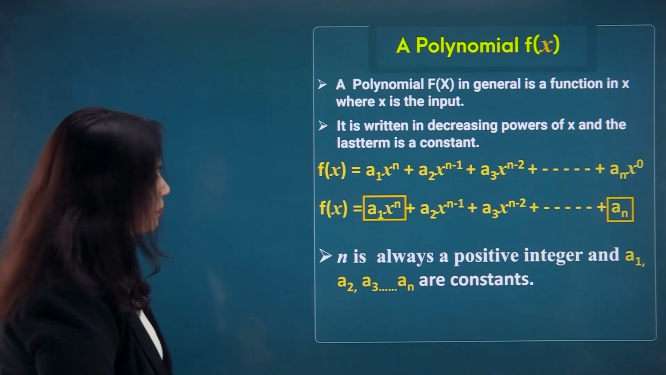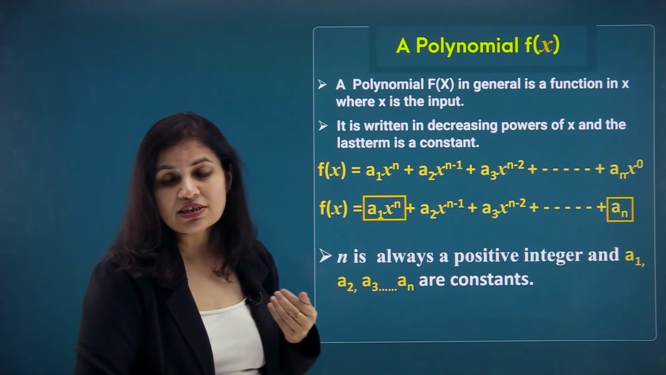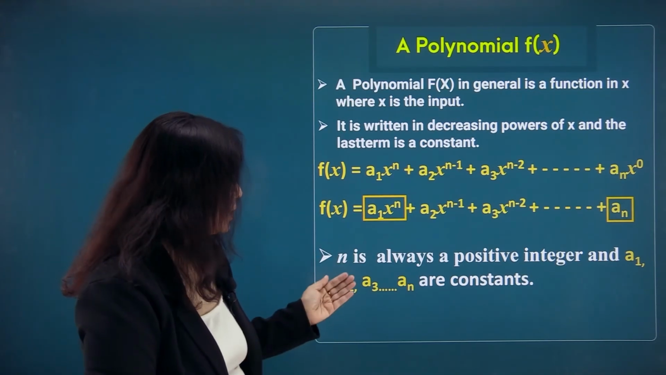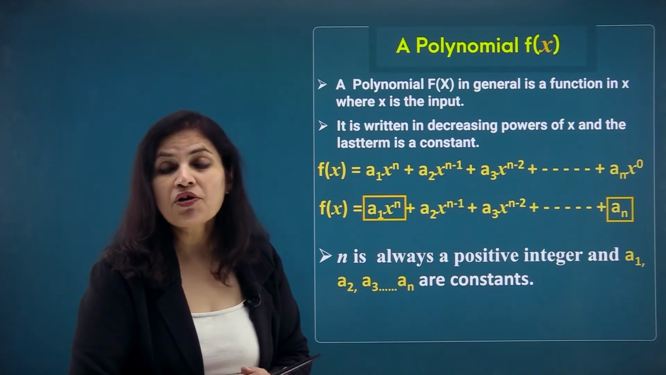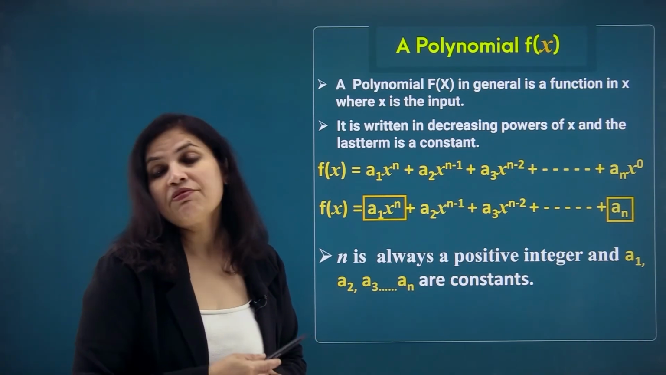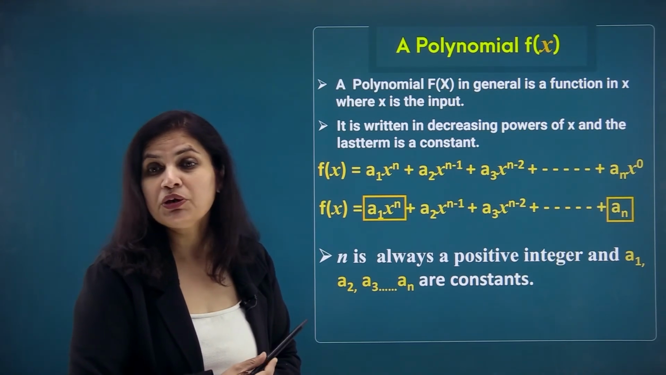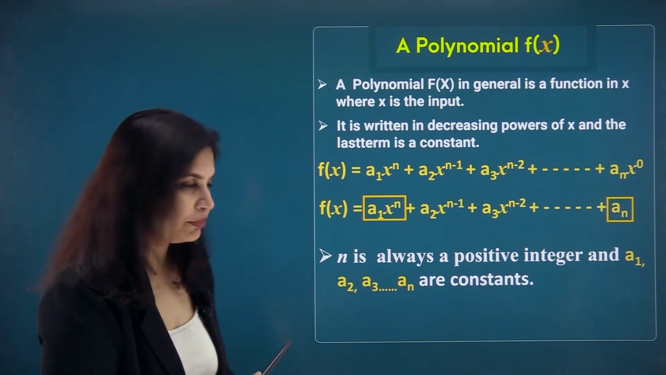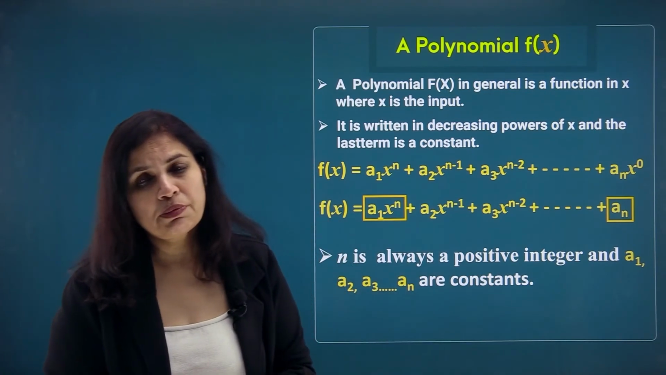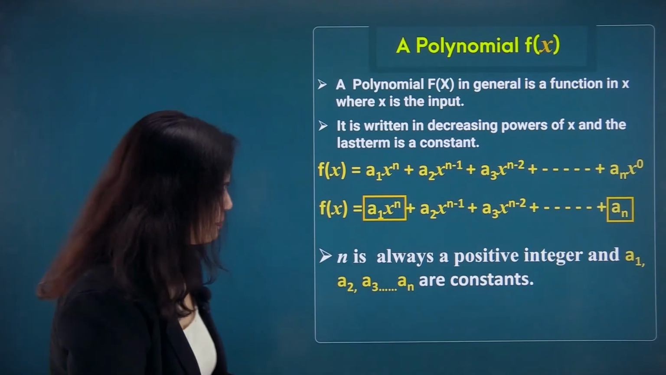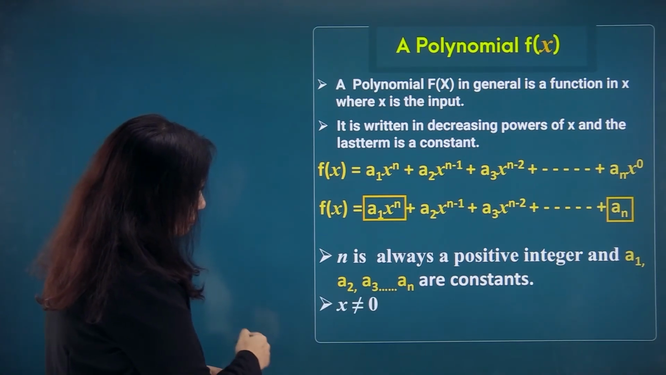What are the other properties? What are these a1, a2, a3? What is the property of x, and what is the property of n? n is always a positive integer. That means the power of x has to be positive. If the power of x becomes negative, then it takes the form of a reciprocal and it will no longer be considered a polynomial. And these a1, a2, a3 are all constant values which can be positive, negative, or a fraction. It can be any, all constant values.